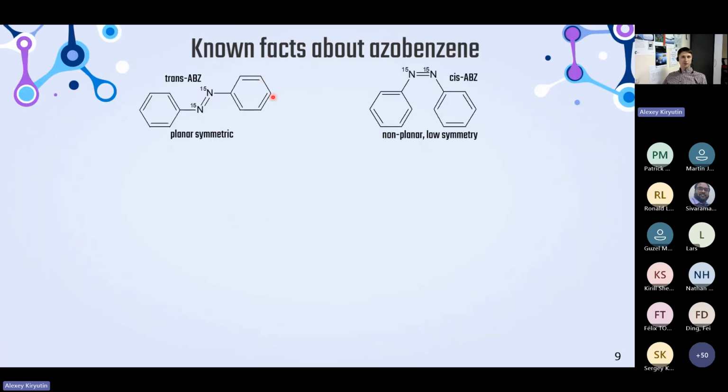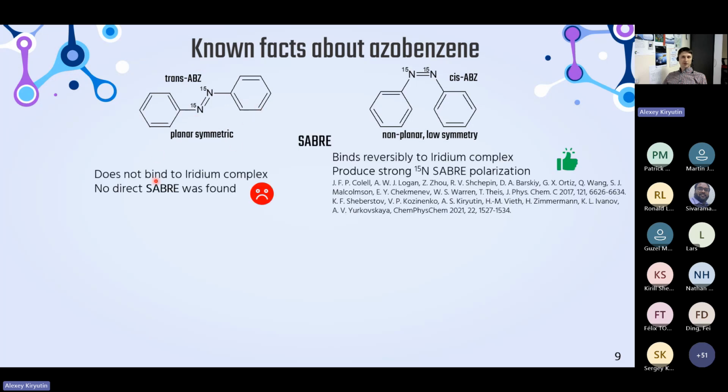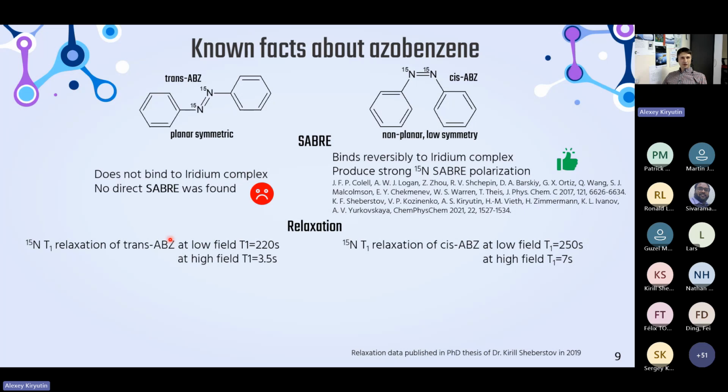Concerning our topic, I'll tell you some facts about 15N-enriched azobenzene. Trans-azobenzene is planar and cannot be directly polarized via the SABRE mechanism due to steric hindrance at the iridium complex, while cis-azobenzene coordinates easily, yielding strong 15N polarization, which was published before. Both isomers show similar longitudinal relaxation, about 4 to 5 minutes at low fields and several seconds at high field due to strong chemical shift anisotropy relaxation mechanisms.